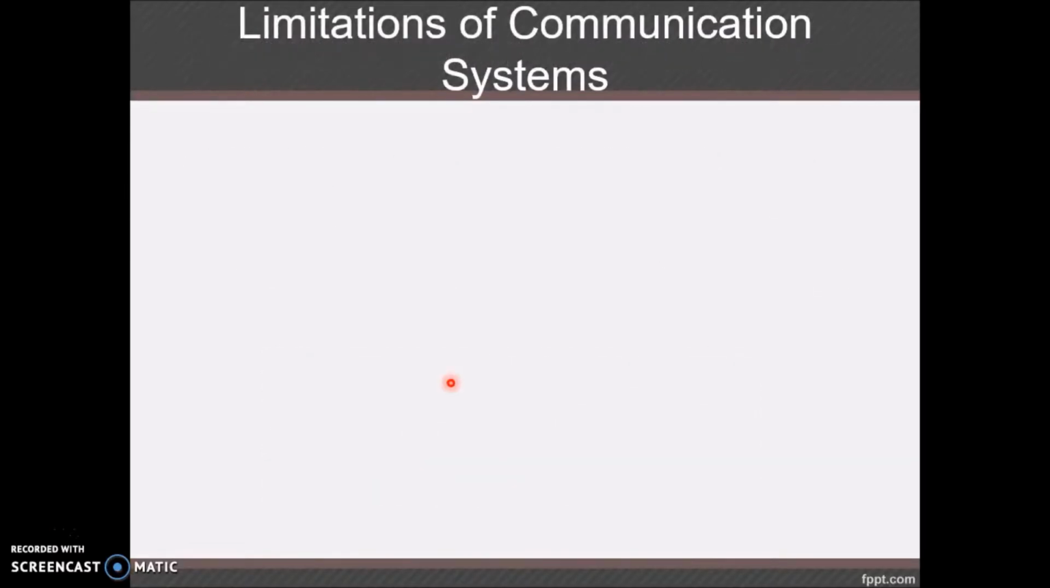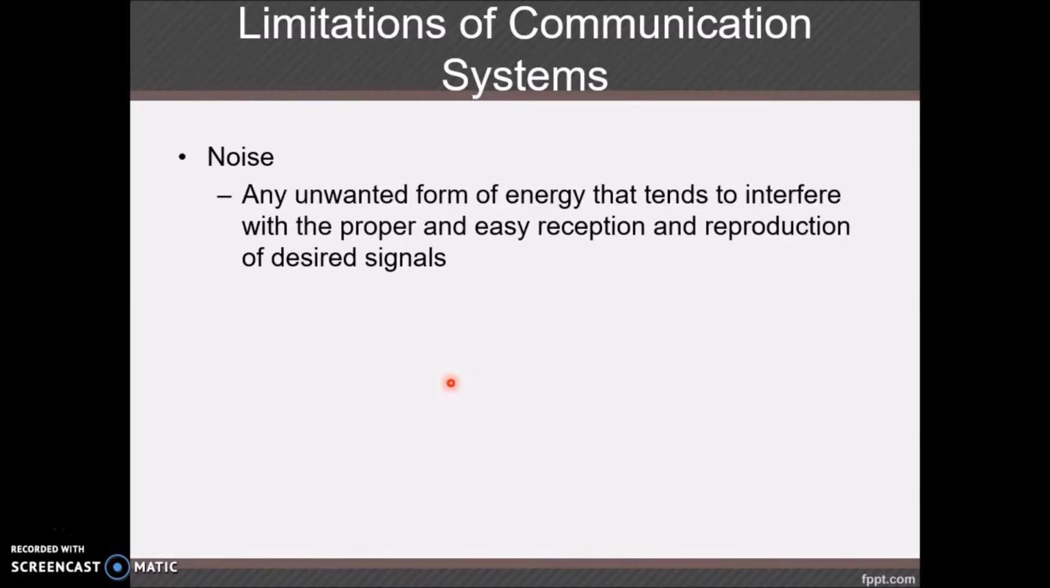And lastly, let's talk about the limitations of the communication system. There are two limitations in electronic communication systems, which consist of the noise and also the bandwidth. First off is the noise. Noise is any unwanted form of energy that tends to interfere with the proper and easy reception and reproduction of the desired signals. This is one of the major problems in the communication systems. For example, it has been encountered back in electronics too, which can be seen on the prototypes and such.